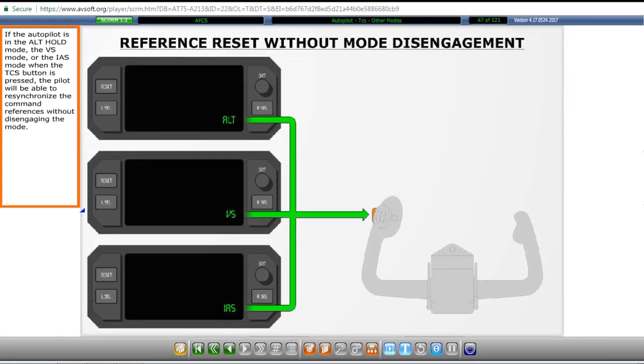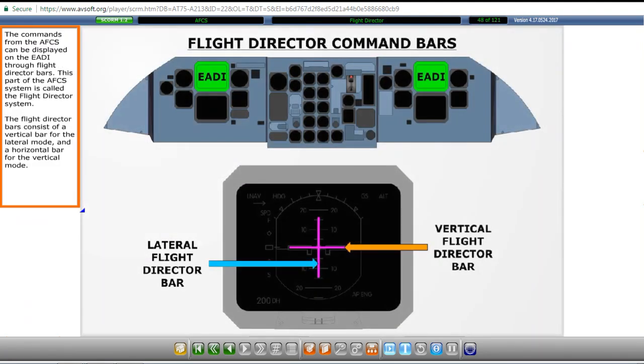If the autopilot is in the altitude hold mode, the vertical speed mode, or the indicated airspeed mode when the TCS button is pressed, the pilot will be able to resynchronize the command references without disengaging the mode.